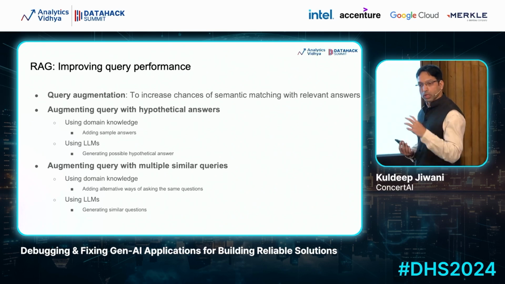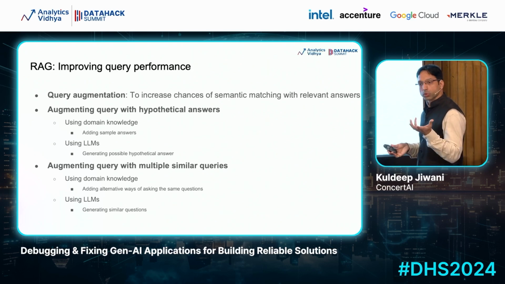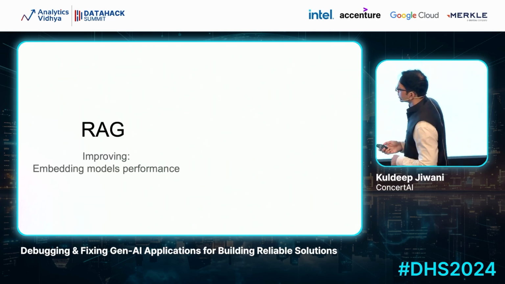Either by adding a hypothetical answer, which you believe could be a true answer, so your embedding will get closer. So this is basically just a seed to make embeddings closer, right? So that you can get a better retrieval. So that's one way of improving query performance.